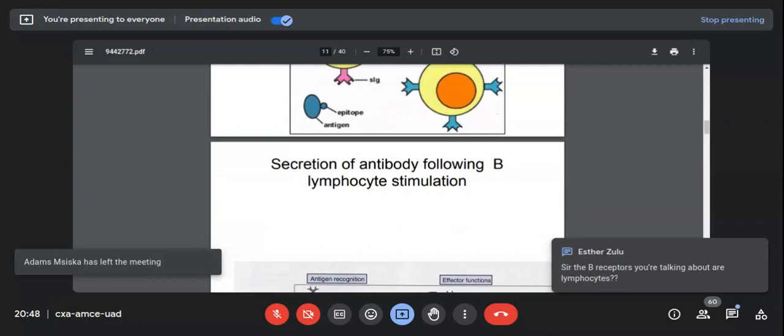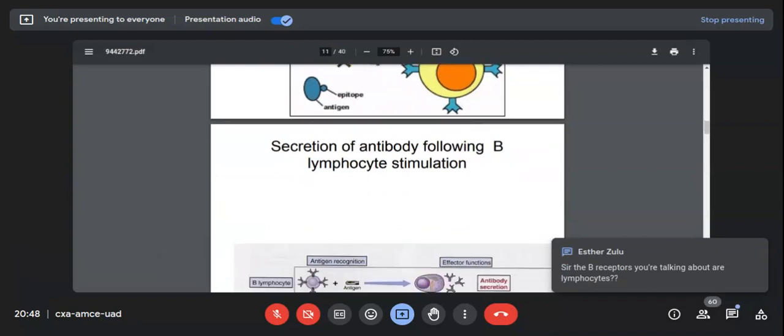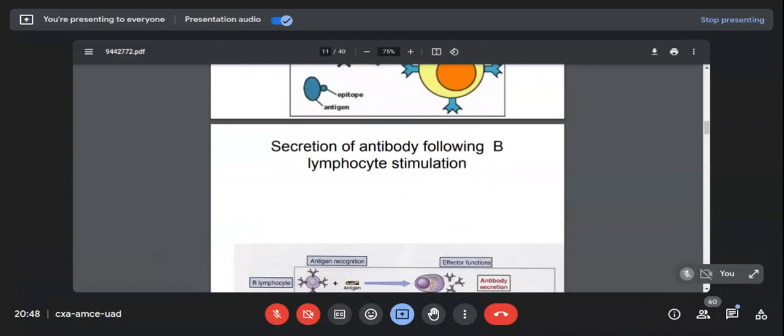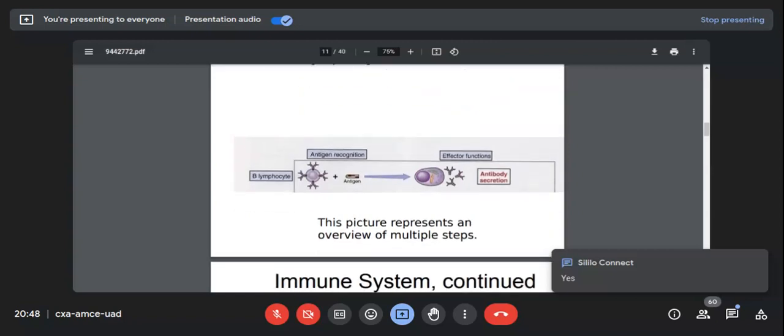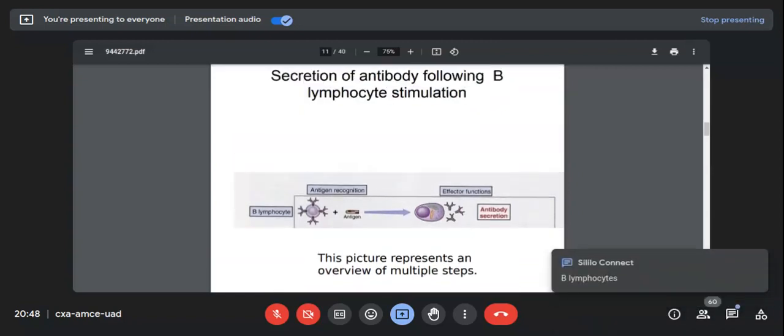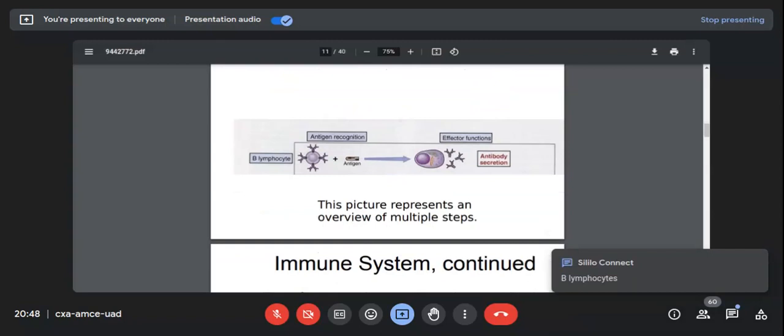So B cells are lymphocytes. They are also called B lymphocytes, but the name sounds so complex, so we will rather just call them B cells. Okay. So another picture to make you guys understand better what I'm talking about. You are seeing this B lymphocyte, isn't it? And these are antibodies on its structure.